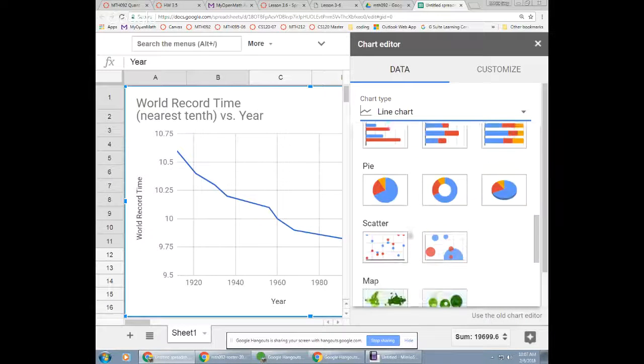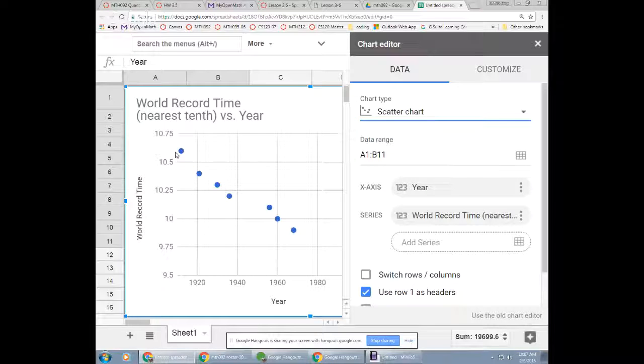Come on, scroll down. There you go. So I can see the world records dropping over time. Now, can it drop forever? The answer is no, it can't drop forever. Eventually, we're going to reach a kind of a peak as to how fast a person can run.